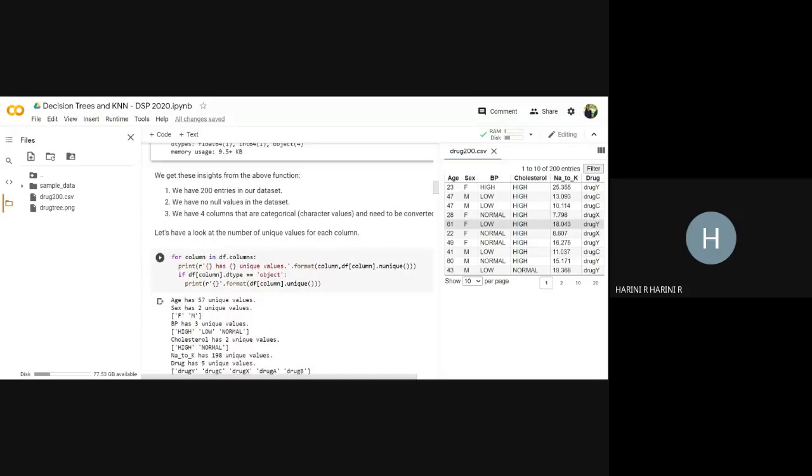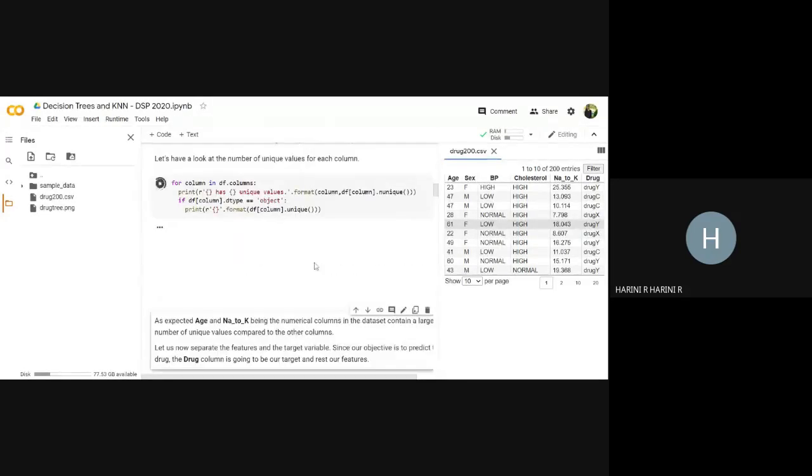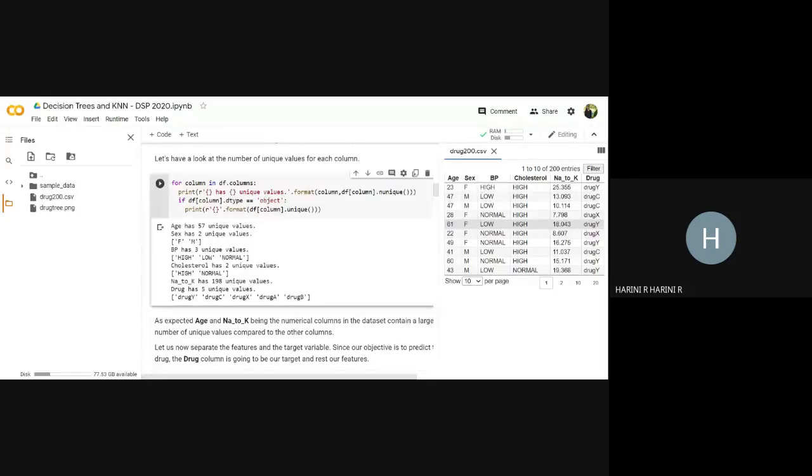So let's now look at what the different categories are in each of those columns. If you see, age has 57 unique values. That's because each person has some age. One person is 23, another 22. So there's not really a category kind in age.